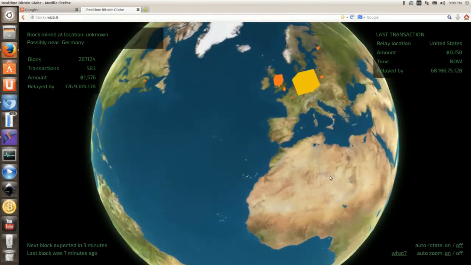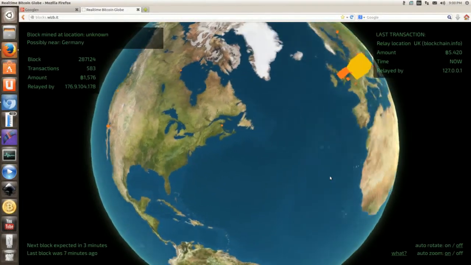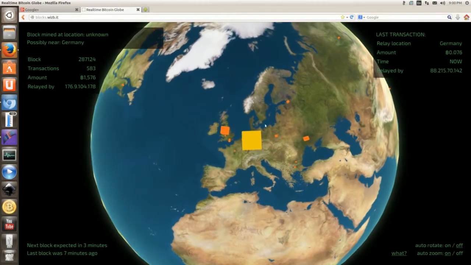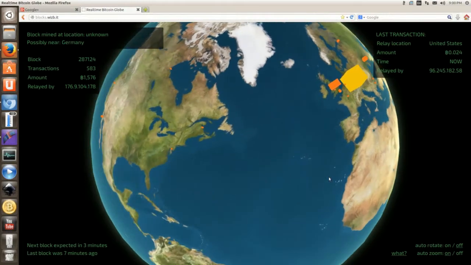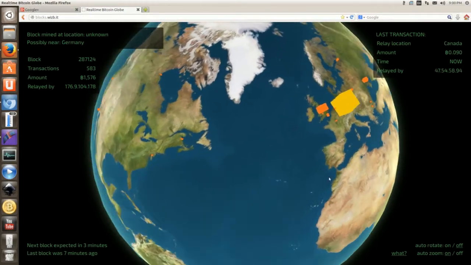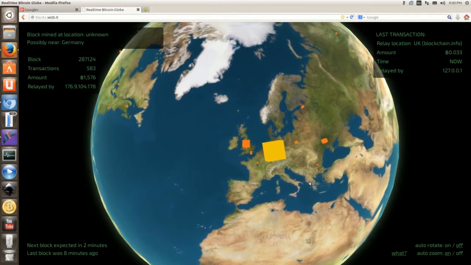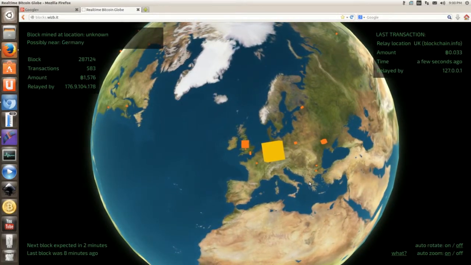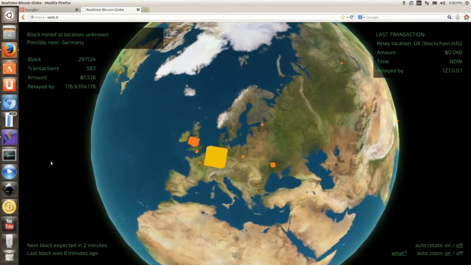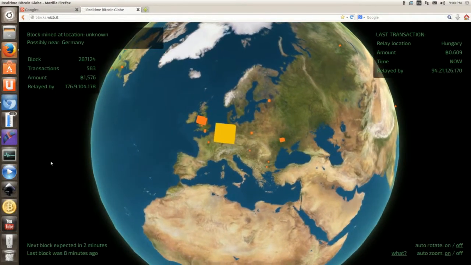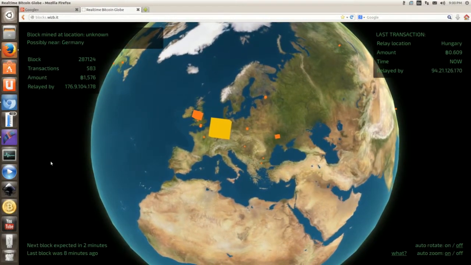As you can see, China does not show any of that activity on this globe that the other globe did. It's all Europe here and coming across from the US, and you can see the globe's trying to turn itself as it tracks where these transactions are happening in real time. I could watch this for hours.